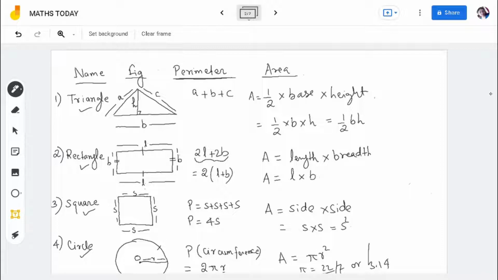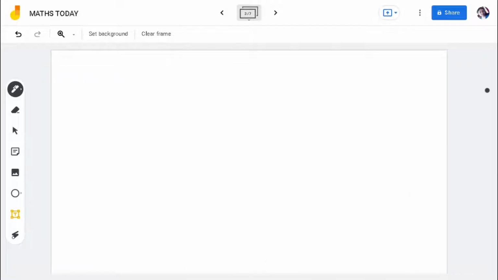So again I will use the same columns as I have used in my first video. My first column will be the name of the figure, the second column will be the figure, the third column will show us the perimeter, and the last column will show us the area of the required figure.